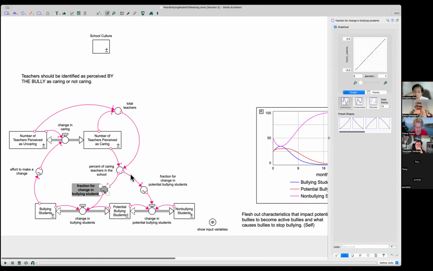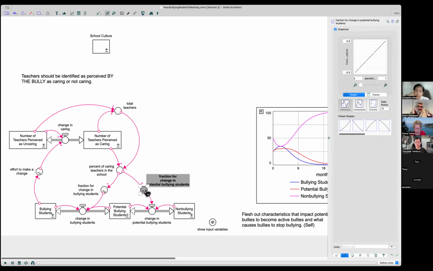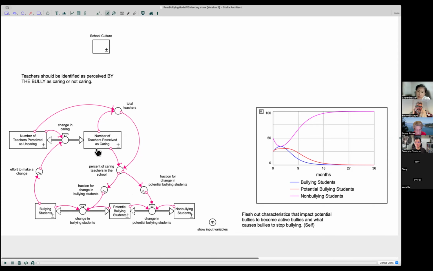But if the percentage of caring teachers is higher than 50%, then bullying students are going to move over to be potential bullies. But if the teachers are less than 50%, then we're going to move this direction and we're going to get more bullies. The same kind of idea works here. It's a straight line, and more caring teachers move potential bullies to non-bullying. So we do have a dynamic and we do have a feedback.